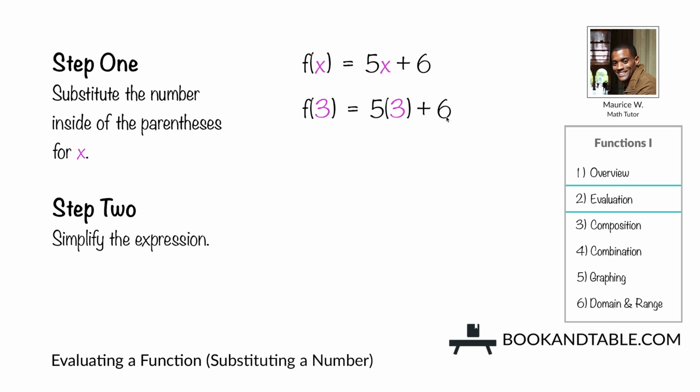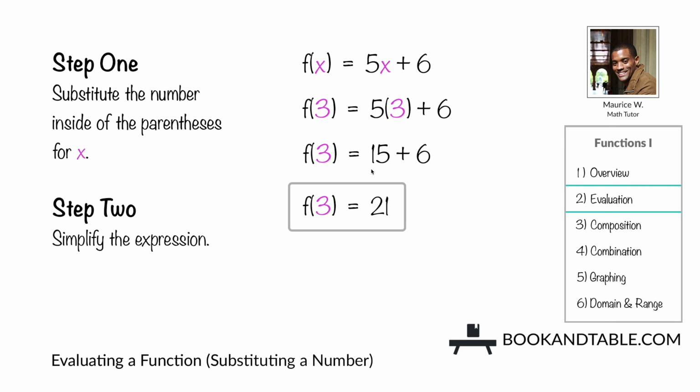And now, step 2, we want to simplify the expression. So 5 times 3 is 15. And 15 plus 6 is equal to 21. So we see f of 3 is equal to 21. So when you're given a function and a number is substituted in for the independent variable, you substitute that number in for x, and then you simplify the expression.